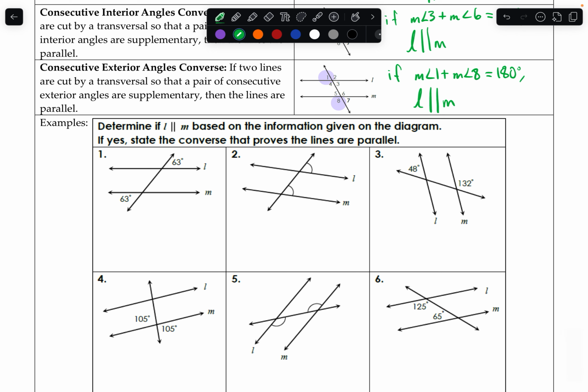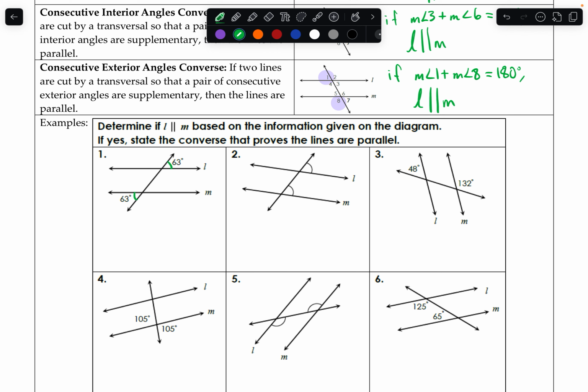So the question is, is L parallel to M? And the answer is either yes or no, or maybe we don't have enough information. And we should be able to use some sort of converse that was just introduced to us. These converses are a type of mathematical statement that we can use to prove things. So if we can use one of these converses to show that these lines are parallel, then we can make a determination.